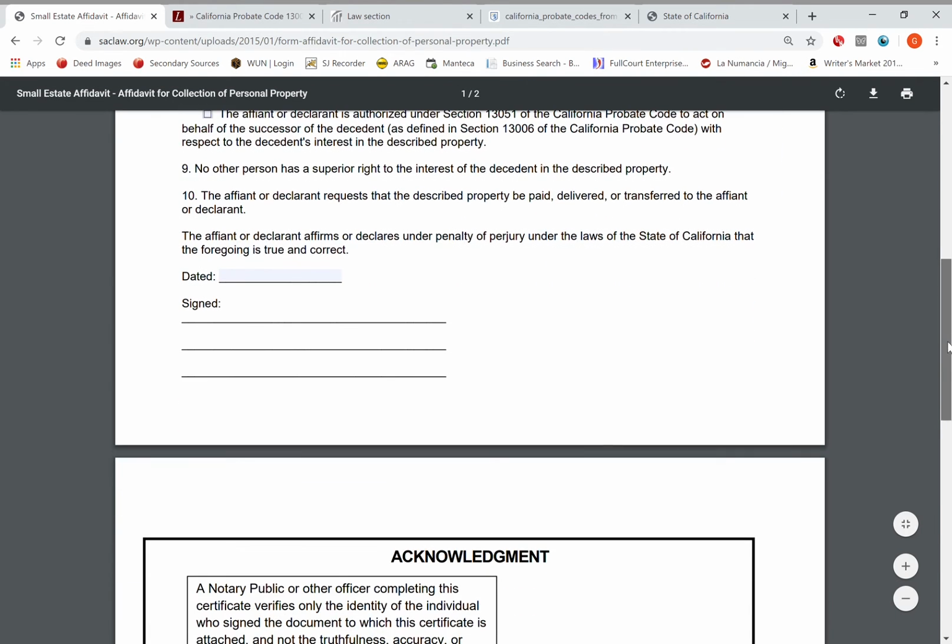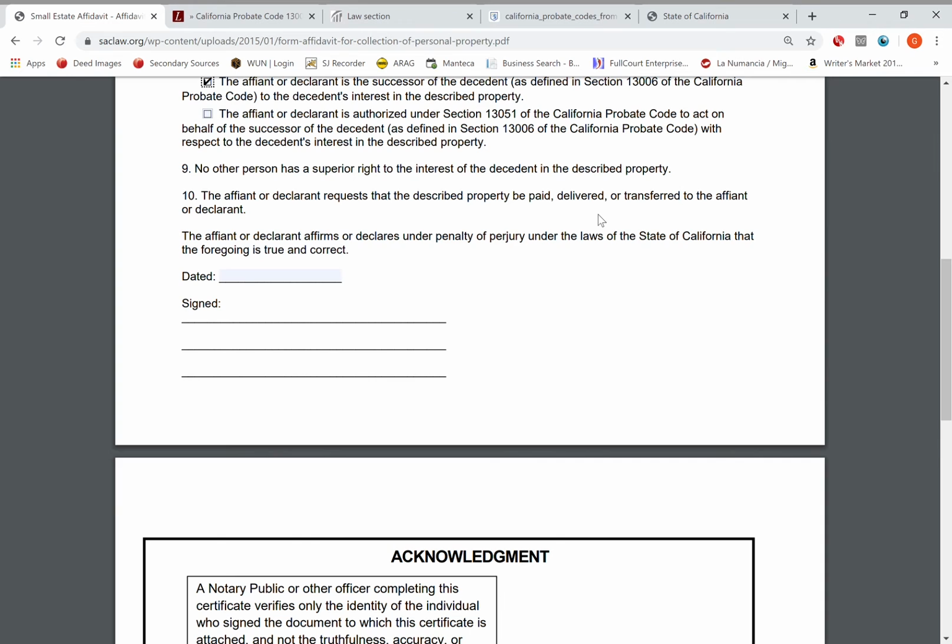All right. 9. No other person has a superior right to the interest of the decedent in the described property. Basically, what we're saying here is, hey, you're not defrauding anyone or doing something sketchy here. You really are the person who's supposed to get this, right? Because if you're not, then you could have been committing perjury when you filled out this form, and you could have been committing fraud. And you will have a lot of questions to answer, and you may find yourself answering them to the police or a DA.